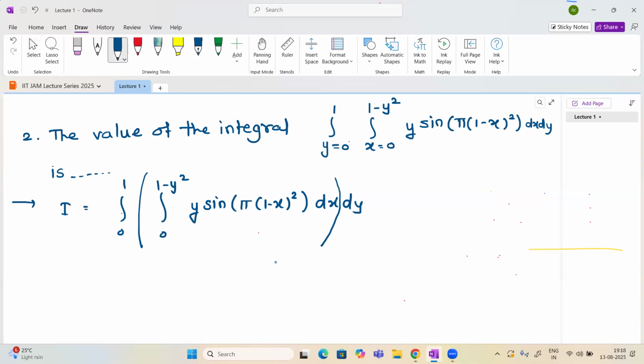Does anyone know what the meaning of changing the order of integration is? Firstly, you have to make a graph of the region. Then we draw a line and change the limits. In simple language, here the inner integration is with respect to x and the outer with respect to y. We have to change their order. We want dy inside and dx outside.